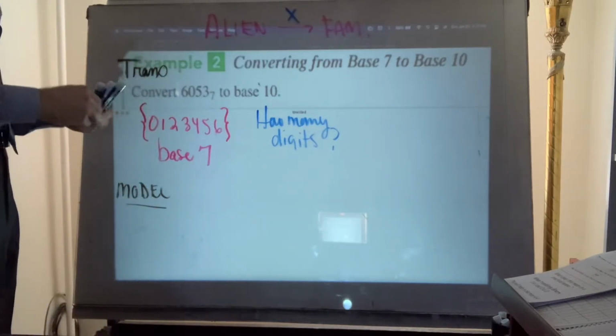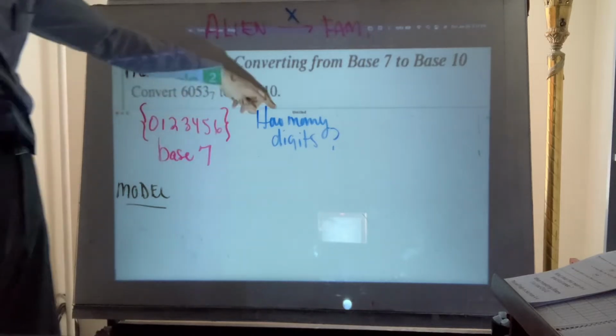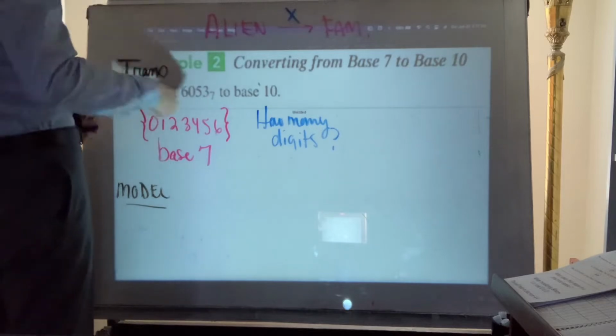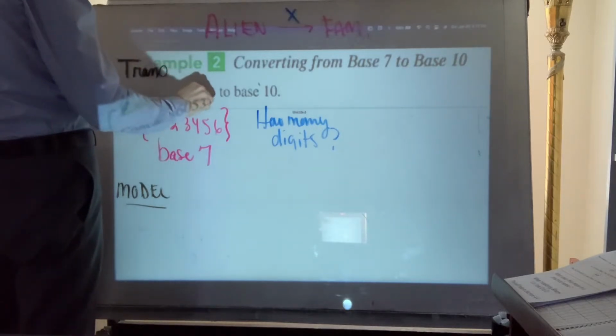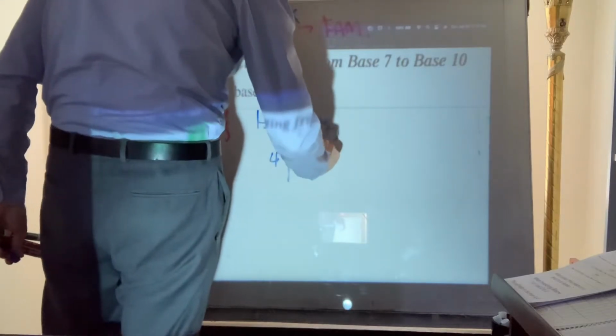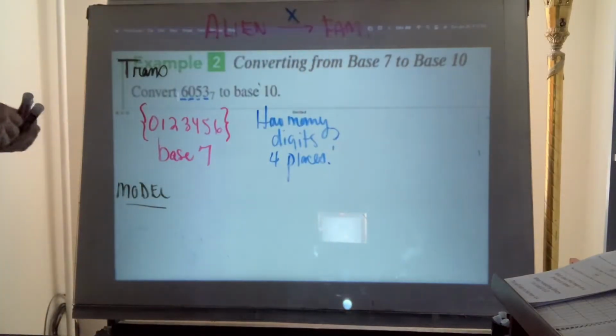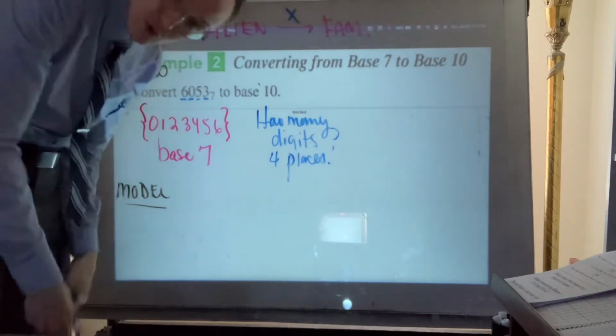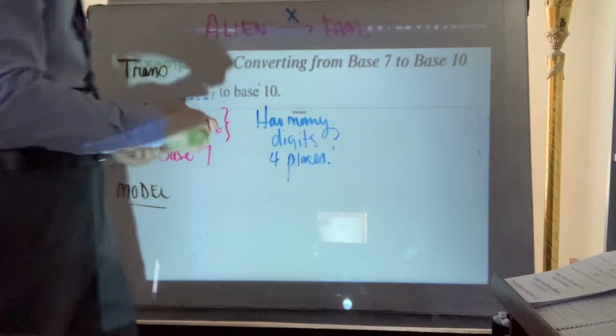Okay? How many places are there? How many digits? Right. There are, in this instance, 1, 2, 3, 4 of them. 4 places. So what does that mean? It means that we're going to use powers of 7. All right, we're going to produce 4 powers of 7. And I'll put them over here.